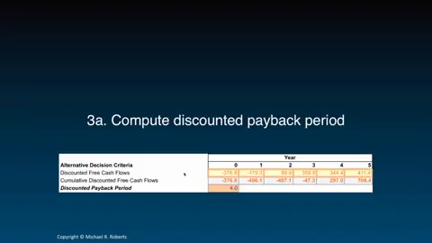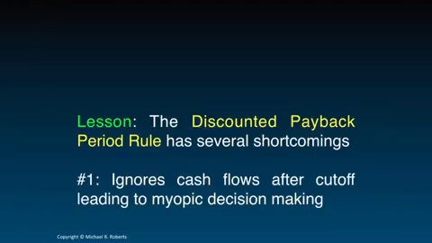And so on this slide, I've computed those discounted free cash flows using our cost of capital of 12%. And then I accumulate them and count until they turn positive, which is right here in year 4. So our discounted payback period is 4, which is greater than our payback period of 3. But even using the discounted payback period, this rule has a number of shortcomings. For example, it ignores cash flows after the cutoff, and that's going to lead to myopic decision making.